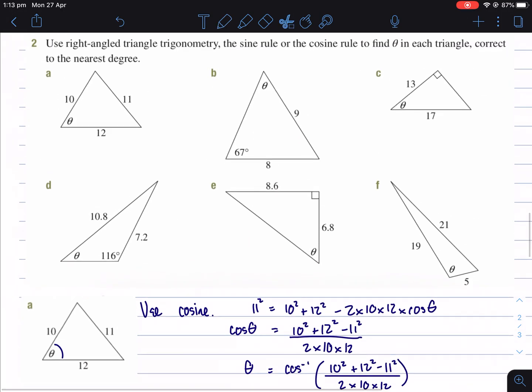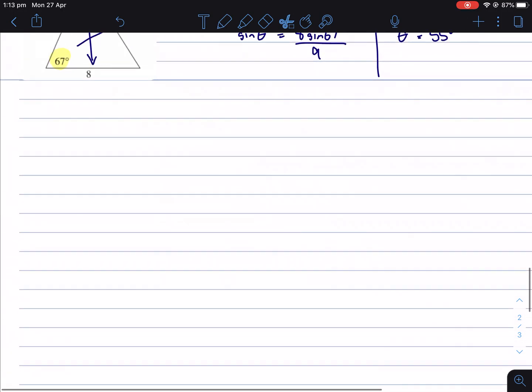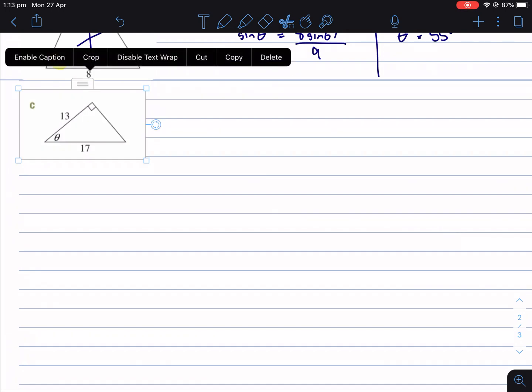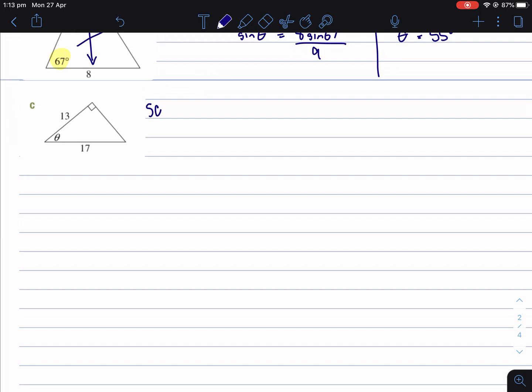Okay, C. This is a right angle triangle. We're after an angle, so we're going to use SOHCAHTOA. Pythagoras won't really help us. So SOHCAHTOA. So which is it? SOHCAHTOA is literally how to spell it, and I spelled it wrong. Right. We have the adjacent, we have the hypotenuse, we're going to use cos. Cos theta equals 13 on 17, so theta equals arc cos 13 on 17, so theta equals 40 degrees ish.